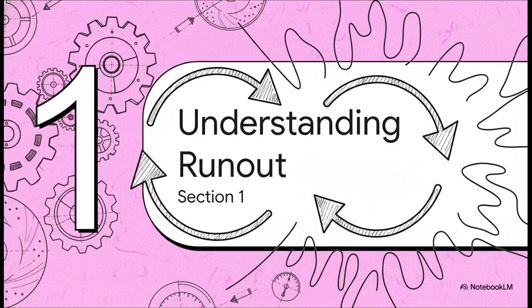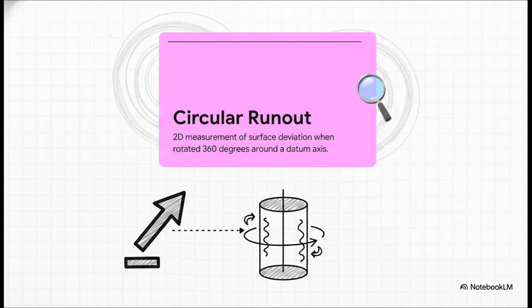All right, Section 1, Understanding Circular Runout. Let's shift away from our vibrating brake rotor for a second and introduce the GD&T concept actually designed to fix it. According to the ASME Y14.5-2018 standard, circular runout is defined as a two-dimensional measurement of deviation in a part's surface when it is rotated a full 360 degrees around a central datum axis. Simply put, it measures the wobble. It evaluates just a single circular cross-section at a time.